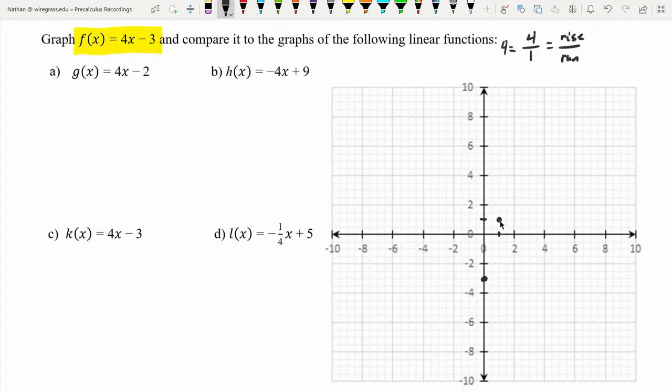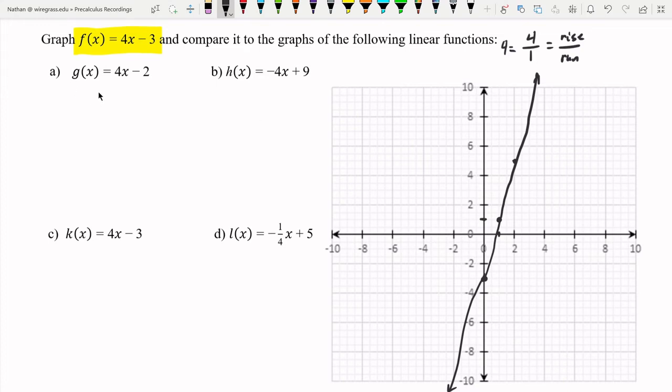You can, of course, go from this point, go up 4 more. Let's see, 1, 2, 3, 4 over 1. Just to make your graph more accurate since you're graphing by hand. But you don't need to, just 2 points is all you need. And you just draw a line. Try to make it as straight as possible. That's not very straight, but you get the idea. I'm graphing by hand, so it's not going to be accurate. So that's the equation of this line.